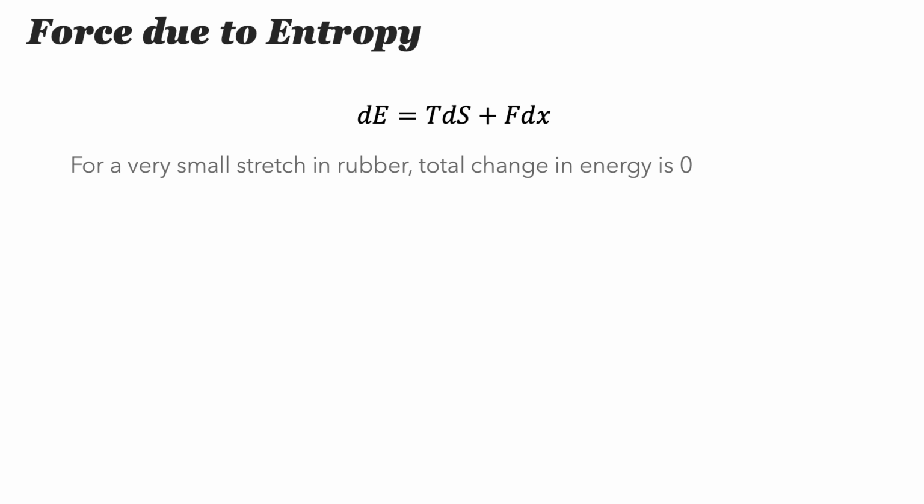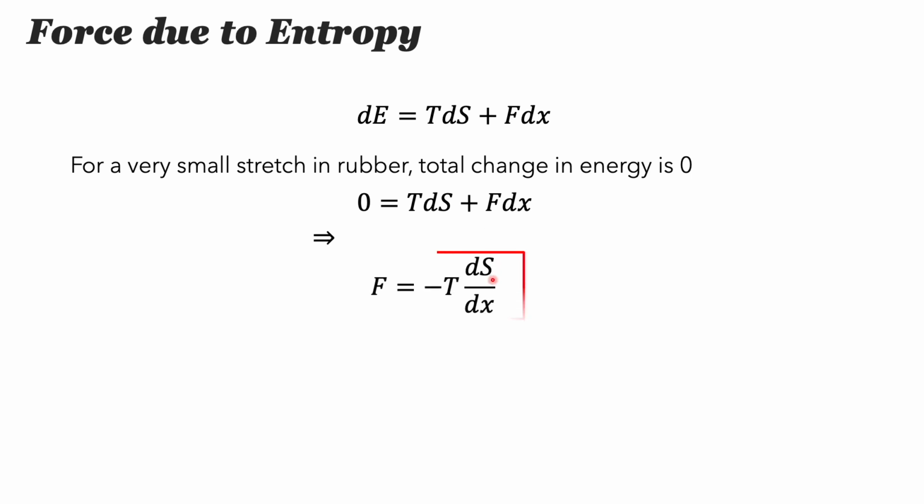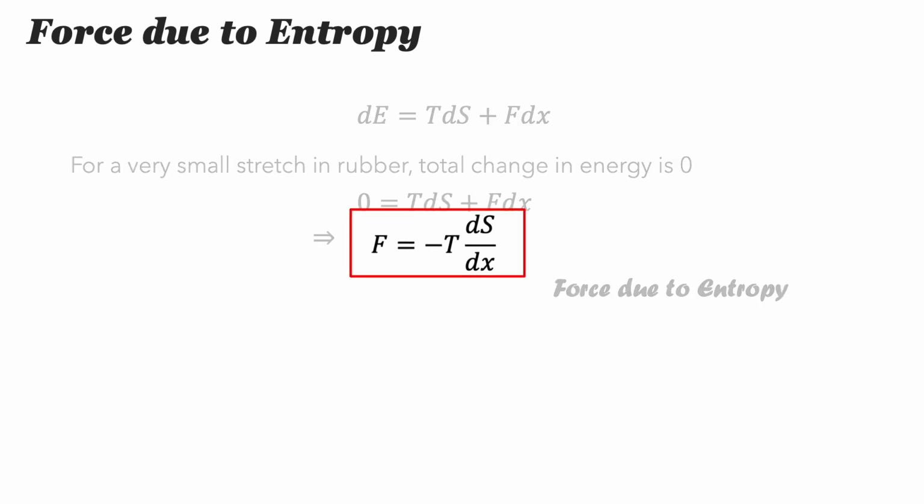Now, for a very small stretch in the rubber band, the change in internal energy is 0. We have stretched the rubber band very little, so in that case the change in internal energy will be 0. We replace it with 0 and we get this formula. From here we can find the value of F. So, F will be equal to minus T times dS over dx, and this is the formula for the force due to entropy.